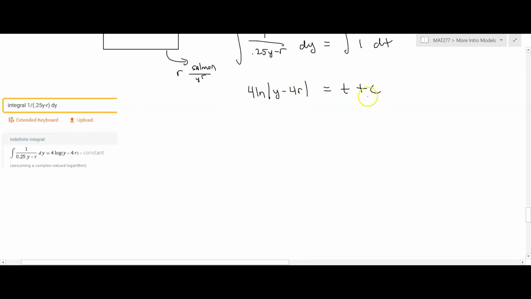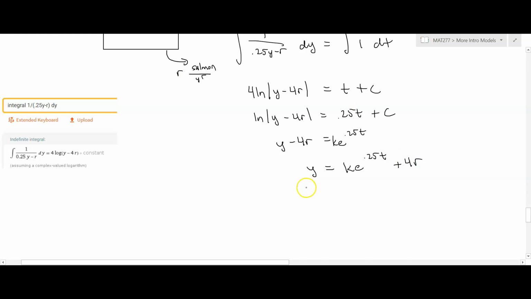Now we multiply both sides by 0.25, or divide by 4, same thing. The natural log of y minus 4R equals 0.25t. If we divide C by 4, that's still just an arbitrary constant. Exponentiate: y minus 4R equals k e to the 0.25t, and add 4R, we get y equals k e to the 0.25t plus 4R.